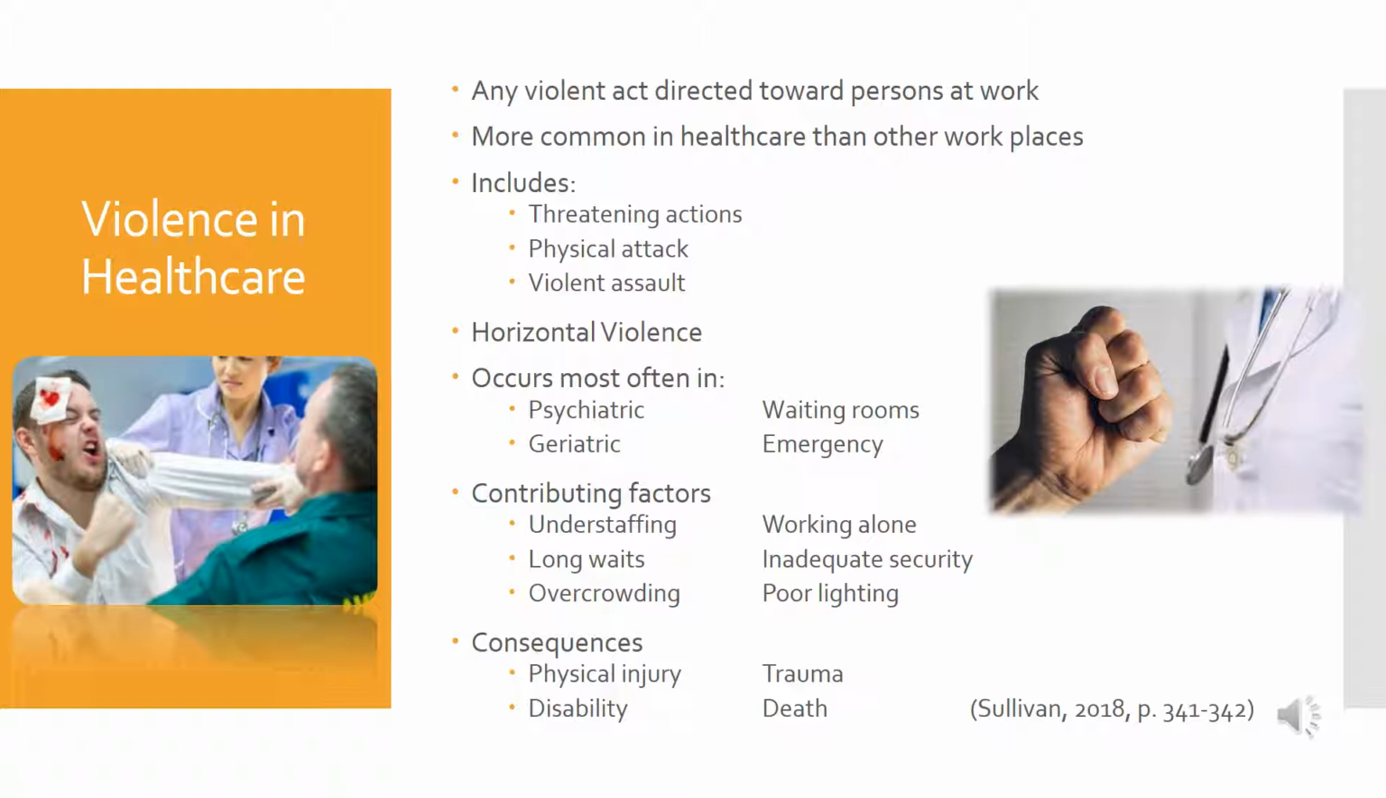Violence in healthcare occurs most often in psychiatric units, geriatric units, waiting rooms, and emergency departments. Patients who have suffered head trauma, seizures, dementia, drug or alcohol withdrawal, and homelessness may be more likely to be violent. Factors contributing to workplace violence can include understaffing, especially at mealtime and during visiting hours, long waiting times, overcrowded waiting rooms, working alone, inadequate security, poorly lit rooms, hallways, or parking lots, and places with unlimited public access.